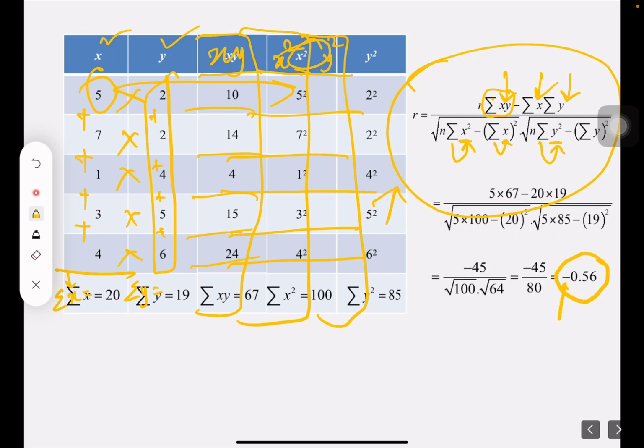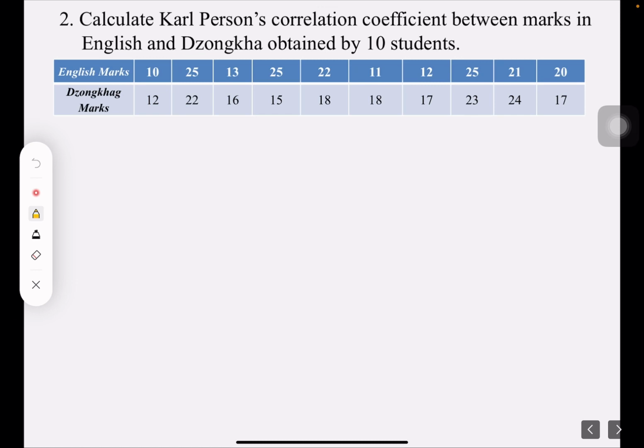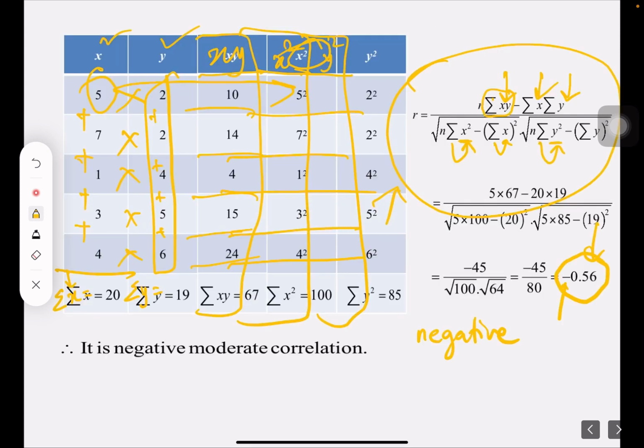So the negative sign here means it is a negative correlation. Look at the range, 0.56. If you look back, you remember that it falls in the moderate range, right? Negative moderate correlation. Now you have another question here. This is now for 10 students. By the way, here in this case you have n in the formula. Now what do you think n is? n represents the number of items.